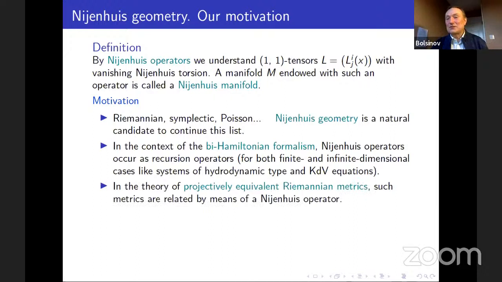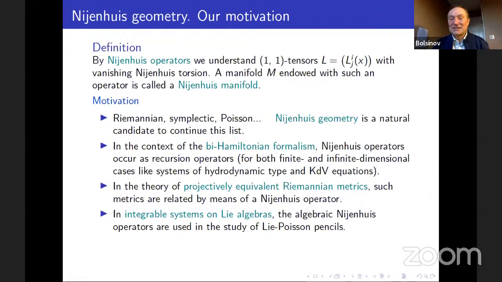Next example, geodesically equivalent metrics. Again, in this area, if we consider two metrics having the same geodesics, then the operator between them, modified a little bit, is a Nijenhuis operator. And the classification of such metrics is based essentially on the properties of this operator.